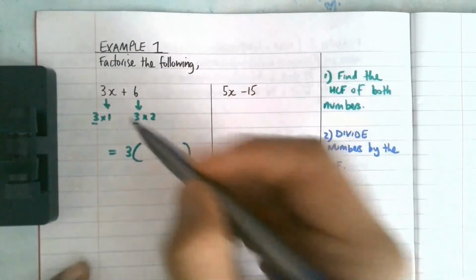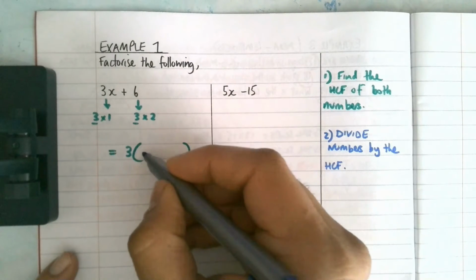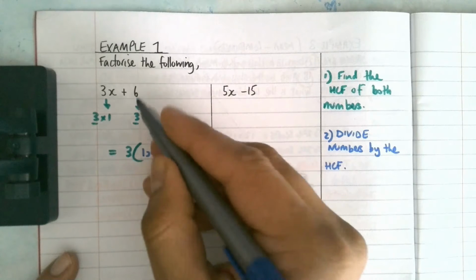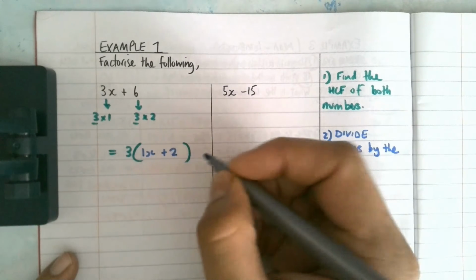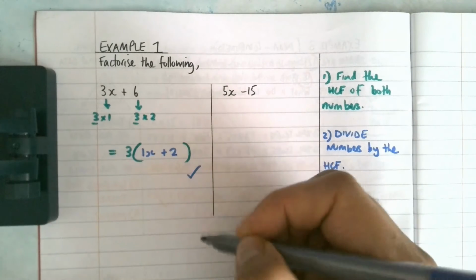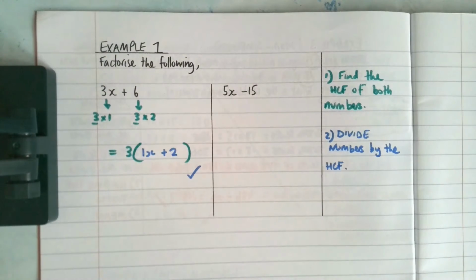So 3 divided by 3 is 1, so we write 1x because the x just sticks along, and 6 divided by 3 is 2, so it's going to be plus 2. Right? If we expand those brackets, we're going to get 3x plus 6.